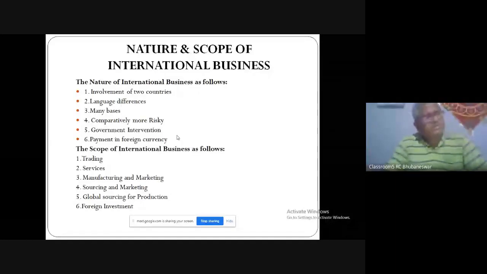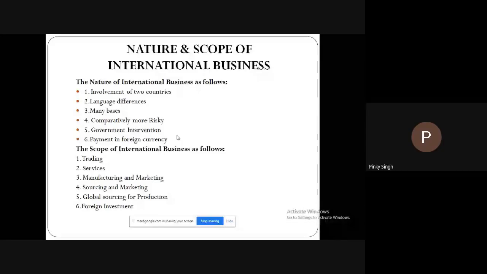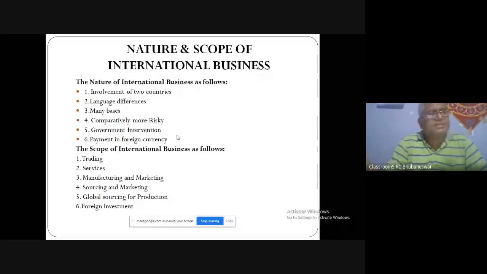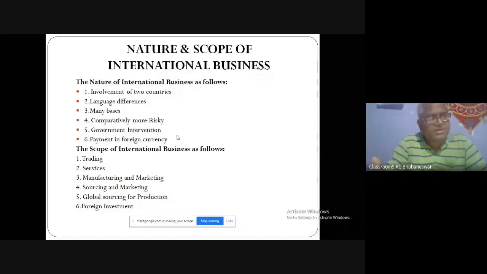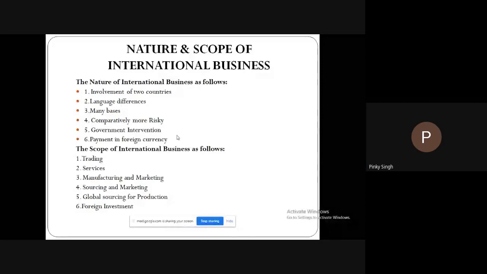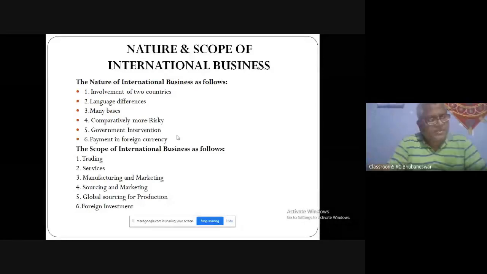But here, the scope of international business is trading. Trading means exporting and importing of goods. There is a tremendous rise in different types of international organizations, different types of exporting houses and trading houses that are opened in a particular type of business in different countries.